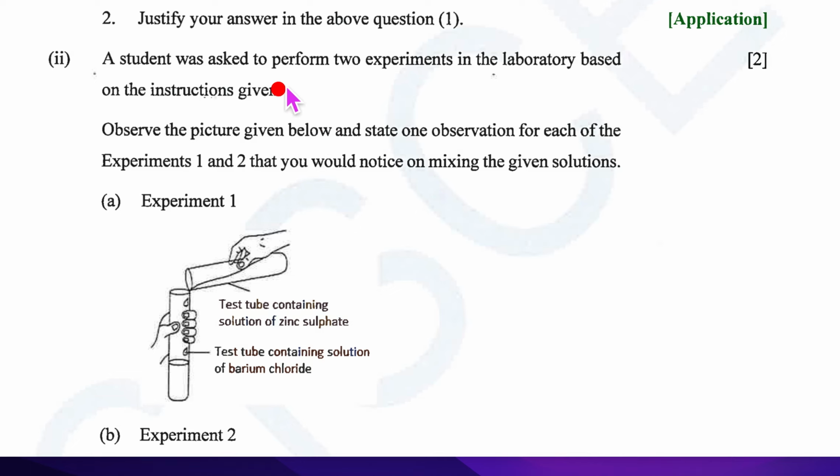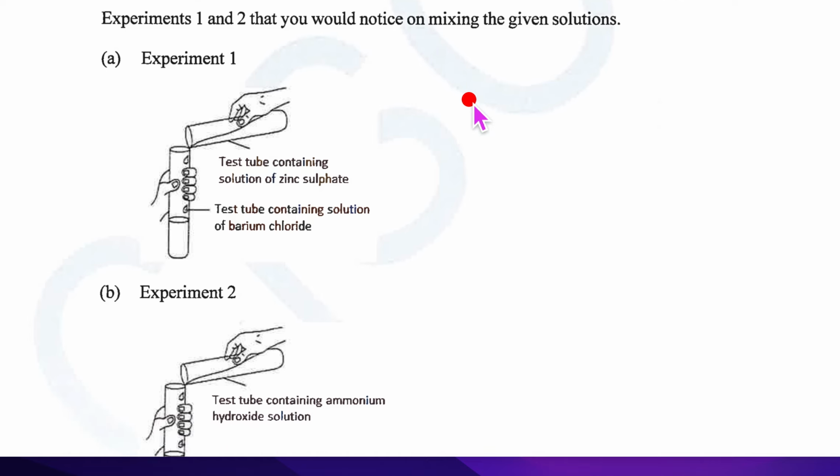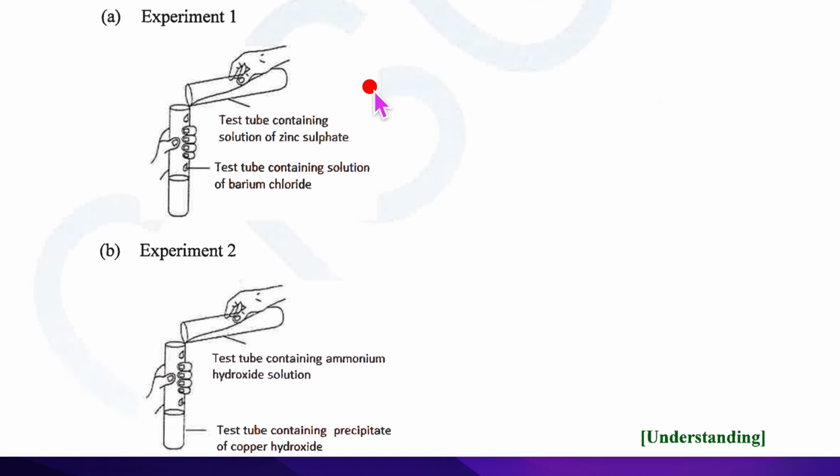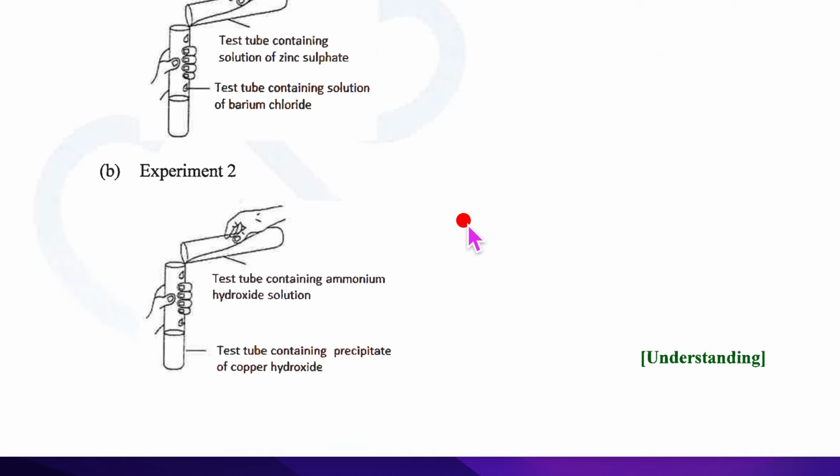Let us come to the question where the student was asked to perform two experiments based on the instructions. Observe the picture given below and state one observation for each of experiments 1 and 2 you would notice on mixing the two solutions. Experiment 1: there is a test tube containing zinc sulfate, and this over here is a test tube containing solution of barium chloride. The moment the zinc sulfate solution comes here, this sulfate will be taken by barium. Barium sulfate means a white precipitate of BaSO4 will be formed, that is insoluble in dilute HCl. So that would be the observation.